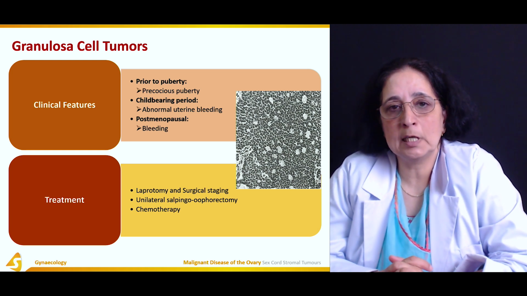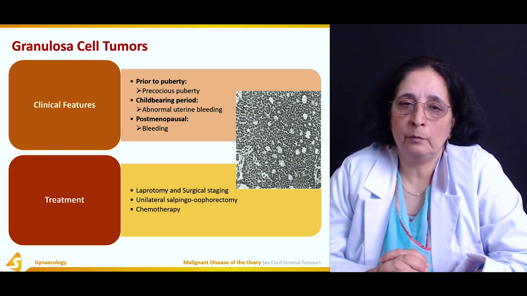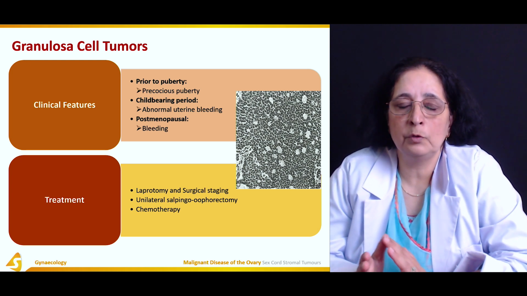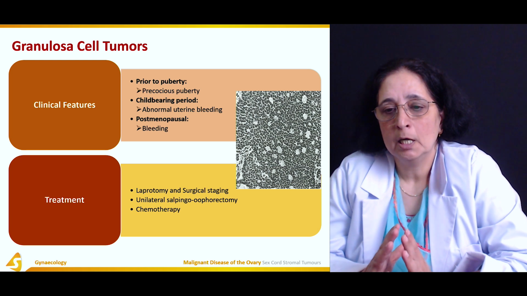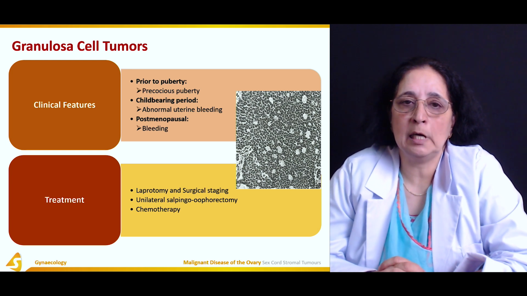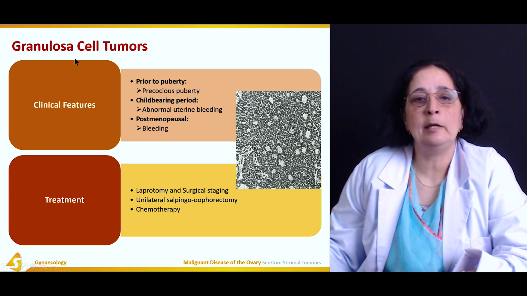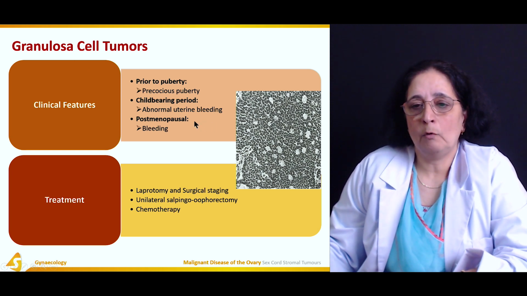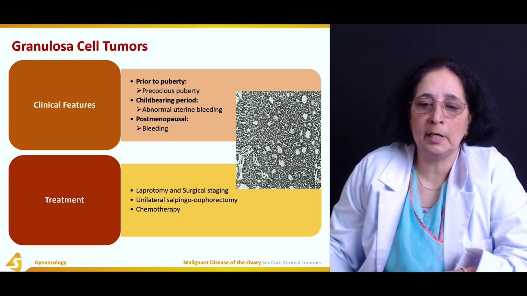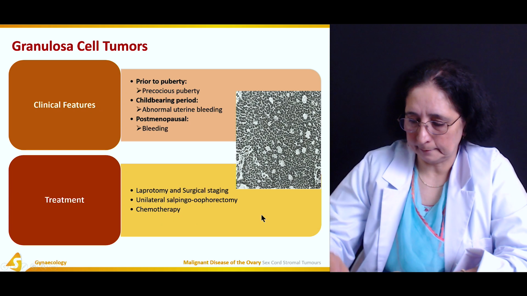Treatment for granulosa cell tumors is laparotomy and surgical staging. With the laparotomy, the abdomen is opened, and tissues are removed to do the biopsy and staging. And then there is unilateral salpingo-oophorectomy. Unilateral is especially important when it's the childbearing age of the female and they want to have a family, so unilateral salpingo-oophorectomy is preferably done. And then chemotherapy is also done for the treatment.